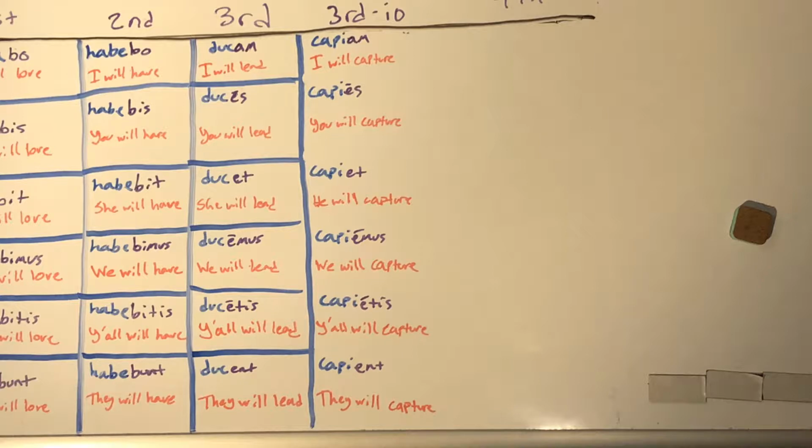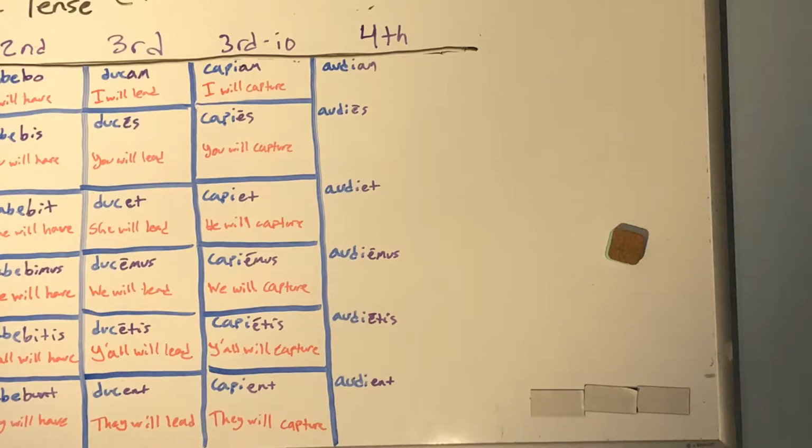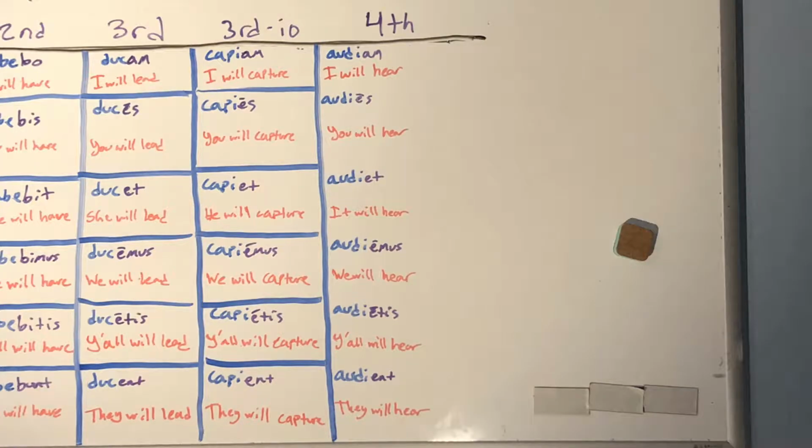Moving into fourth conjugation, more of the same between third IO and fourth. You have that first principal part, chop off that O, and add your future endings. Take audio, chop off that O, leaves you with audi. Then you add your am, es, et. So audiam, audies, audiet, audiemus, audietis, audient. These are translated as I will hear, you will hear, it will hear, we will hear, y'all will hear, they will hear.